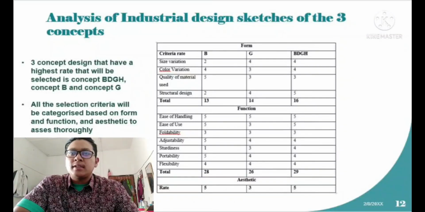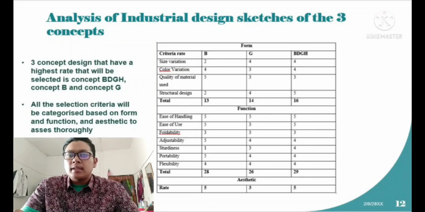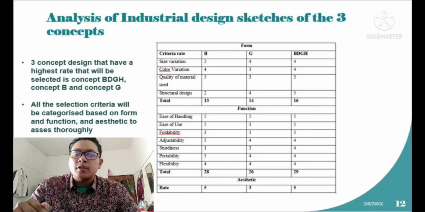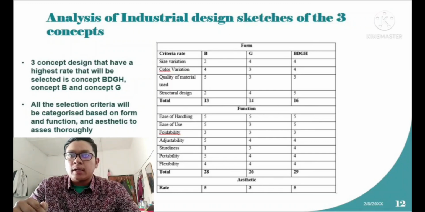For analysis of industrial design sketches, we are going to focus on analyzing the design concept based on three aspects: function, form, and aesthetic. So there are three design concepts that have the highest grade that will be selected and will be assessed. So based on table 2, concept scoring and concept selection matrix at the previous part, there is a list of criteria that will be categorized on three aspects that we have to focus on in this part.